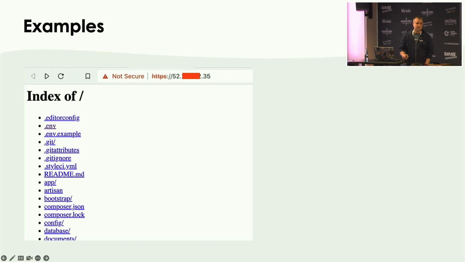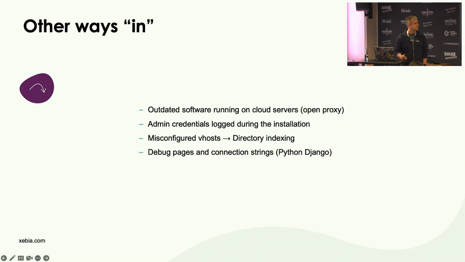Misconfigured virtual hosts with directory indexing. You can have your virtual host for your domain defined in a way that it will point to one of these folders. But then there's a default one that you don't know about for HTTPS, for example. It will be one level higher, and it will give you access to project files, and then just check the .env file, and there are some interesting things inside.